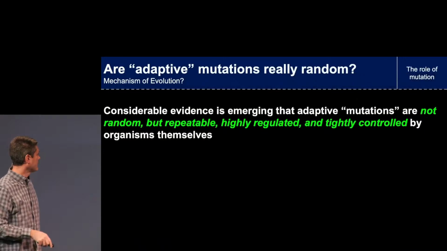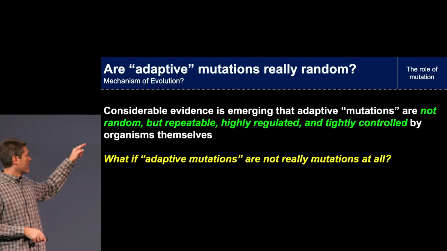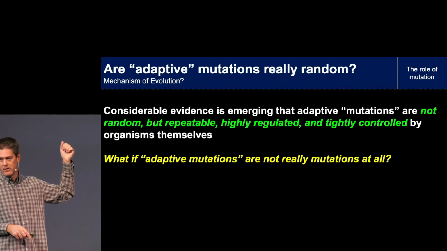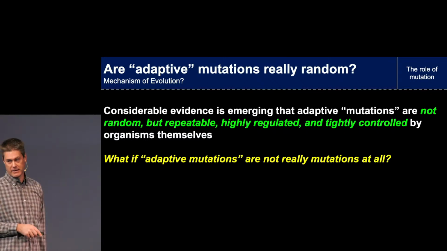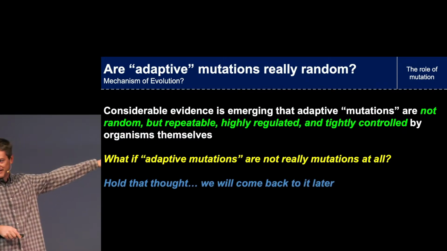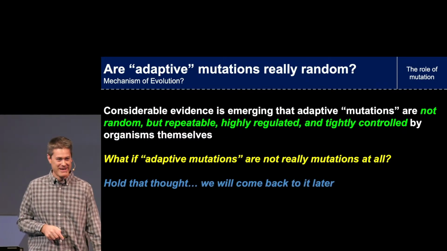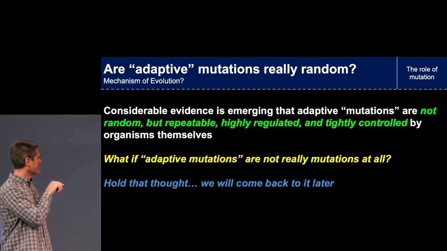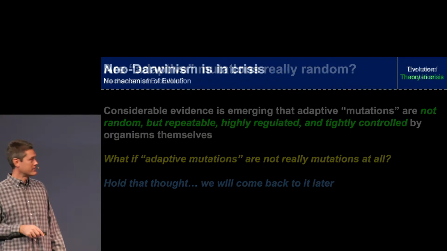So what this is saying, or bringing the question, is, are adaptive mutations really mutations at all? That's a fair question. They don't seem to be random at all. So hold that thought. We're going to come back to it later. You'll see why. So keep asking yourself that question as we go. Are adaptive mutations really mutations at all?